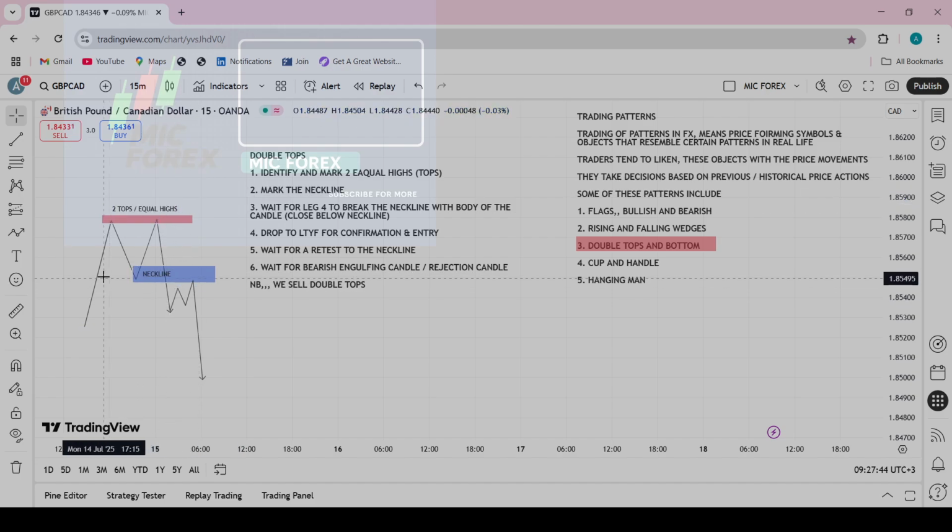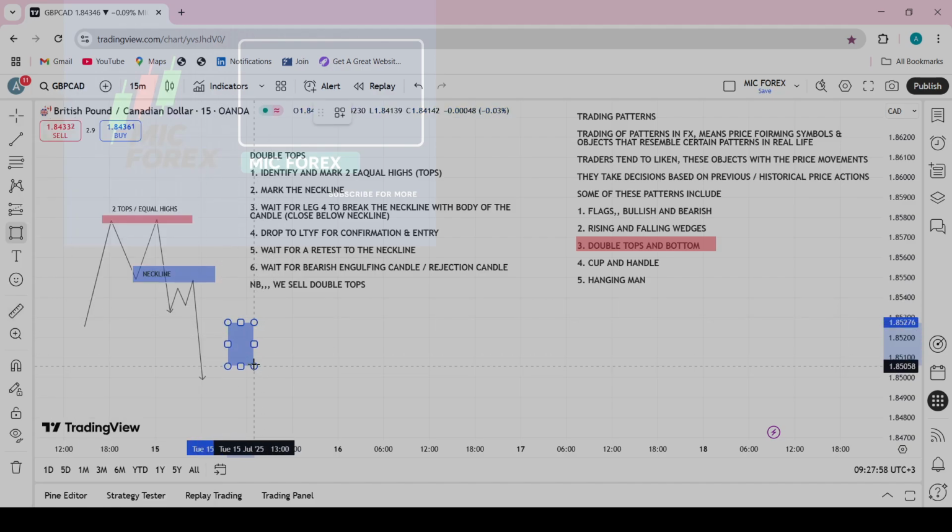This is our neckline. Leg 1, leg 2, leg 3, leg 4, breaking the neckline. Then we have the retest at this point. Then you take your entry when you see a rejection candle, remember we said the rejection candle looks like this. In this case, it could be red. Remember, the color here doesn't matter. So a rejection candle that can give you a good entry will look like this, or bearish engulfing candle.